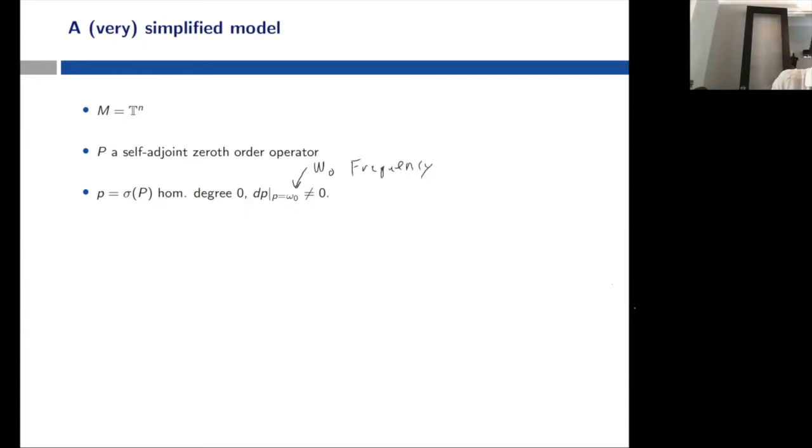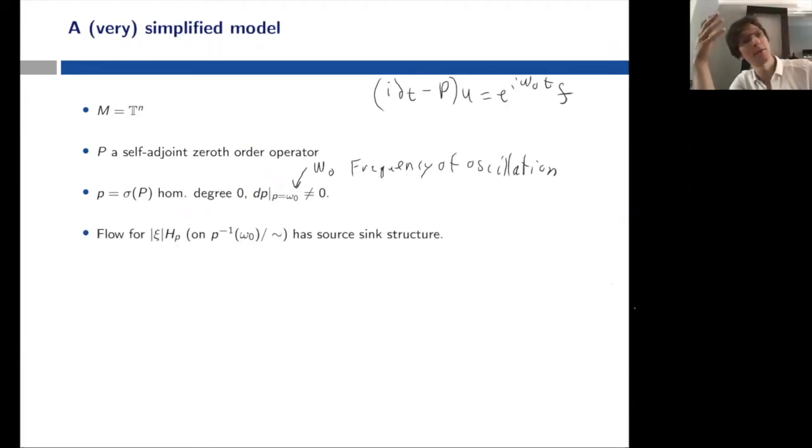Remember that the equation I was looking at was something like this. All right, something like this, some harmonic forcing. And so this omega 0 is precisely the frequency you're forced with. And I'm going to ask that I don't have degeneracy on that energy surface. And again, I want to point out that since this is a zeroth order operator, this energy surface can go off to infinity.